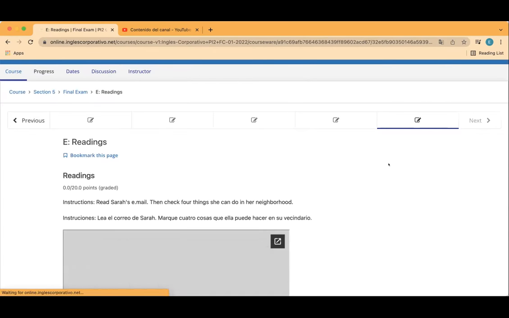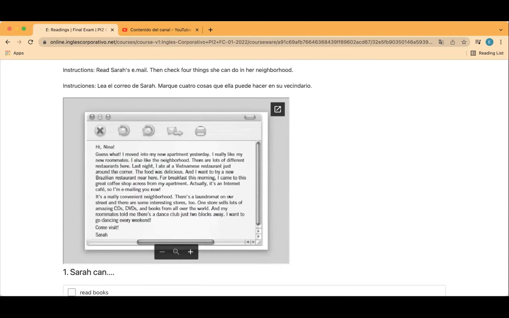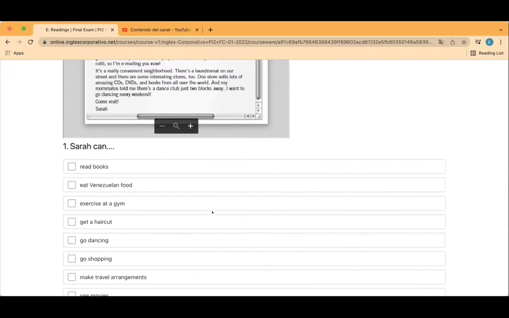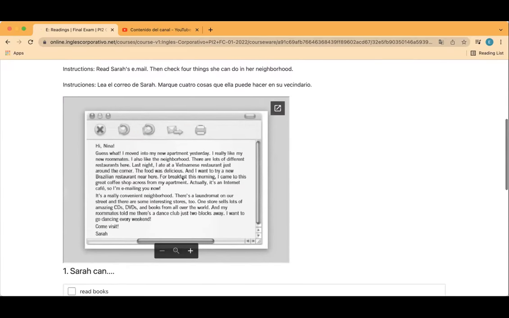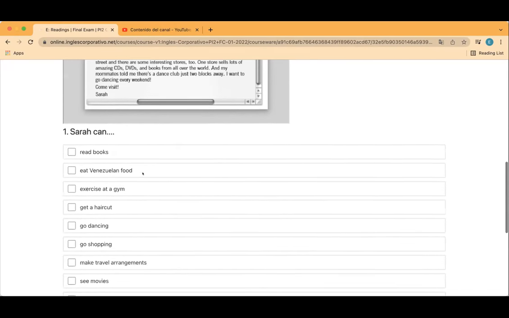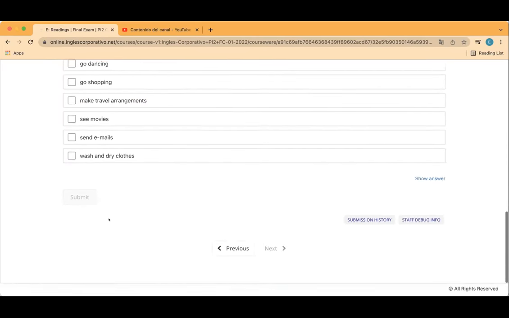And the last part, letter E, is reading. Only you need to read and answer the information with what they say. What are the abilities? Sarah can. What are the abilities for Sarah's neighbors? And you put here the correct answer.